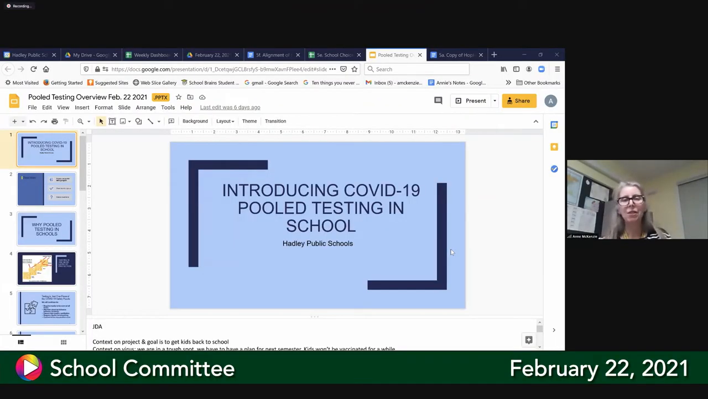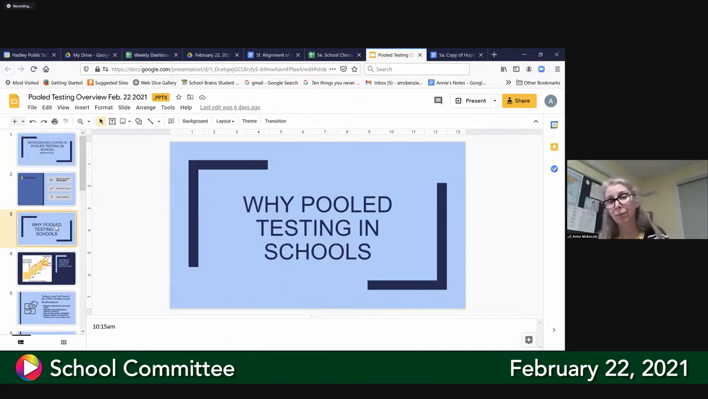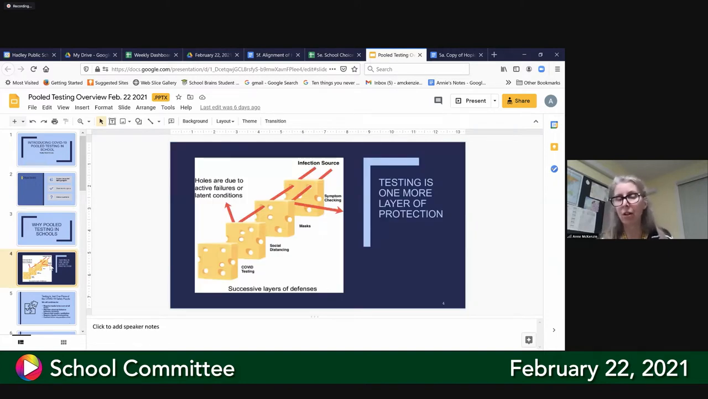That's all right though. So our pool testing, I'm going to skip right ahead to why. So why do we want to do this? It is just one more strategy in all of our mitigation efforts. Tonight we'll talk a little bit about the foresight that's been demonstrated by our reopening team, the folks who really deserve the credit, which are our building leaders, our union, and our school nurses, as well as the school committee. Our mitigation efforts reflected back in August the guidance that the CDC just recently published.